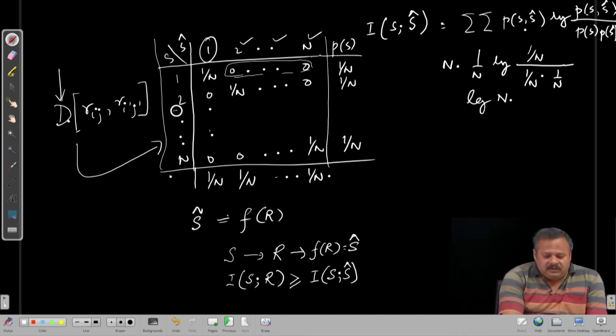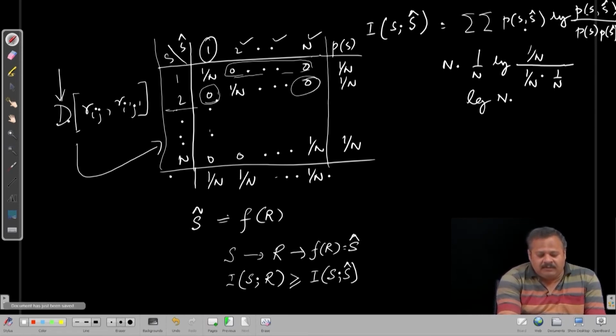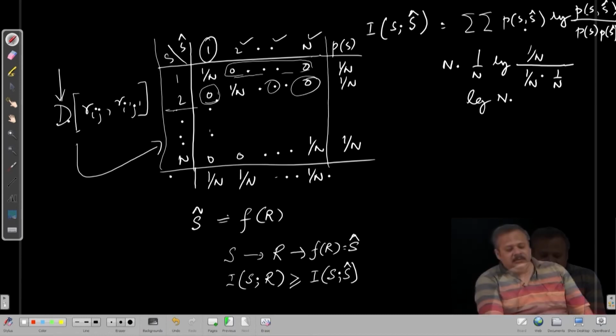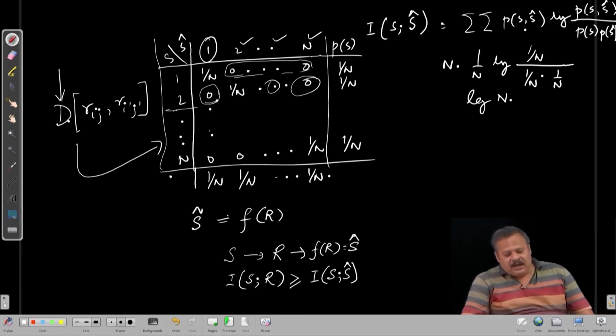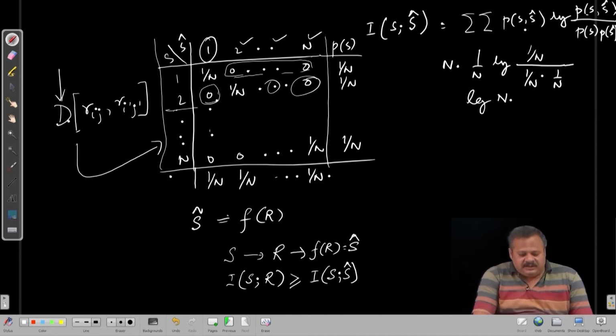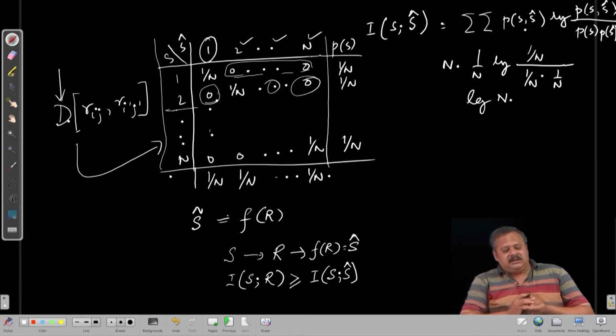Similarly, the responses to stimulus 2 may have some probability of being decoded as 1 or capital N or the other ones, and so this becomes a non-diagonal matrix. It is no more a diagonal matrix, it has mass throughout. The more diagonal it is, the more mutual information there is going to be, that is, the less confusion there is going to be, that is, the more mass along the diagonal.